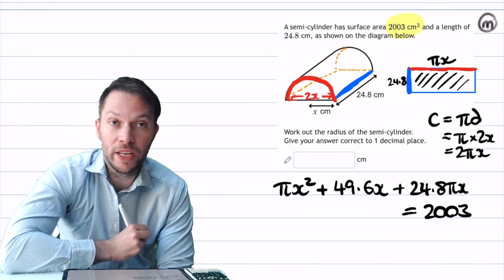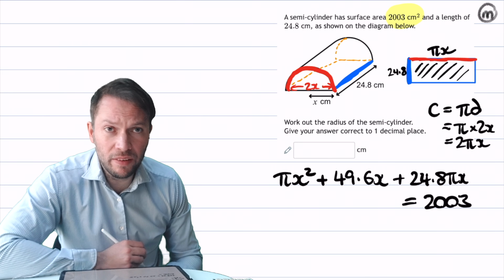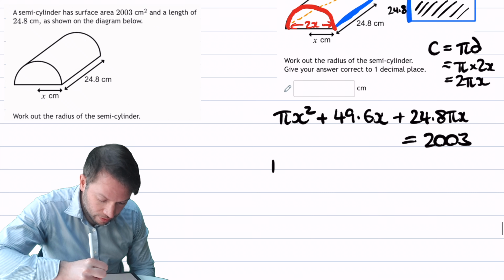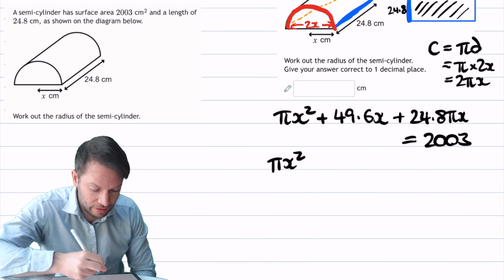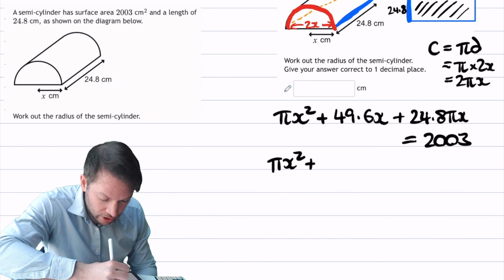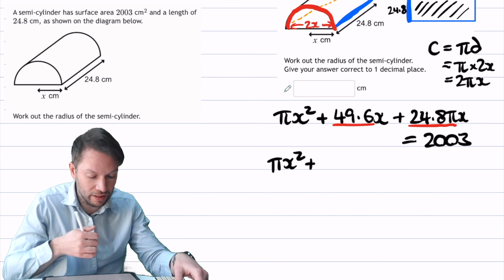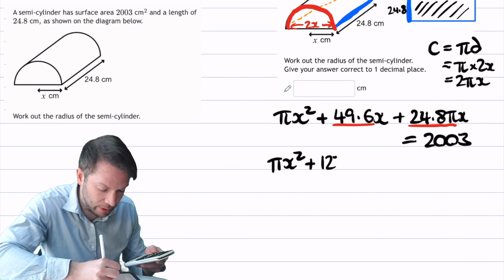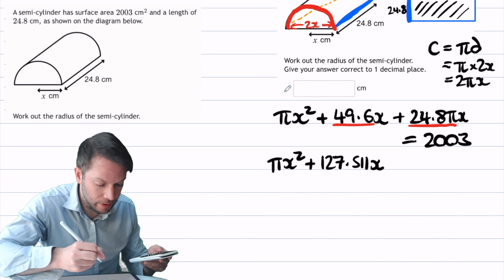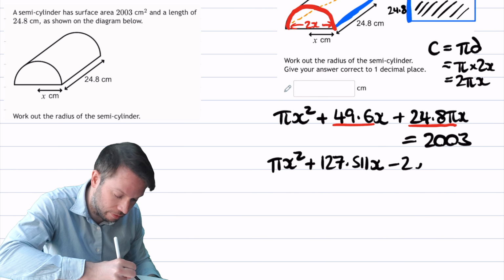So now we've got an equation we can solve. This quadratic equation is a bit evil, but we can still solve it. We've got pi lots of x squared. How many lots of x do we have? On my calculator, I'm going to do 49.6 plus 24.8 pi, because that's how many lots of x we have. That gives me 127.511x. And then I want 0 on one side of this equation, so I'm going to subtract the 2003.